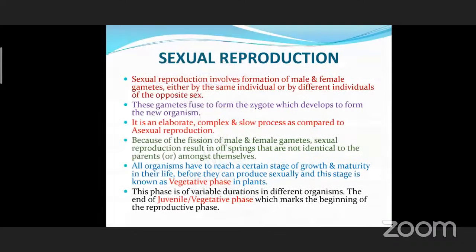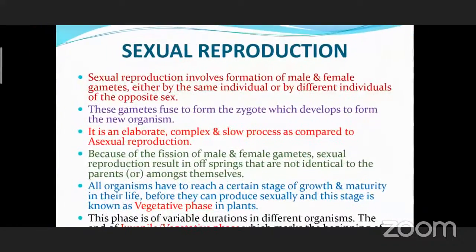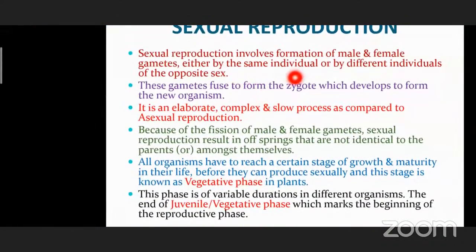Next, this is mainly important, sexual reproduction. Sexual reproduction involves formation of male and female gametes, either by the same individual or by different individuals of the opposite sex. The gametes fuse to form a zygote, which develops into a new organism.